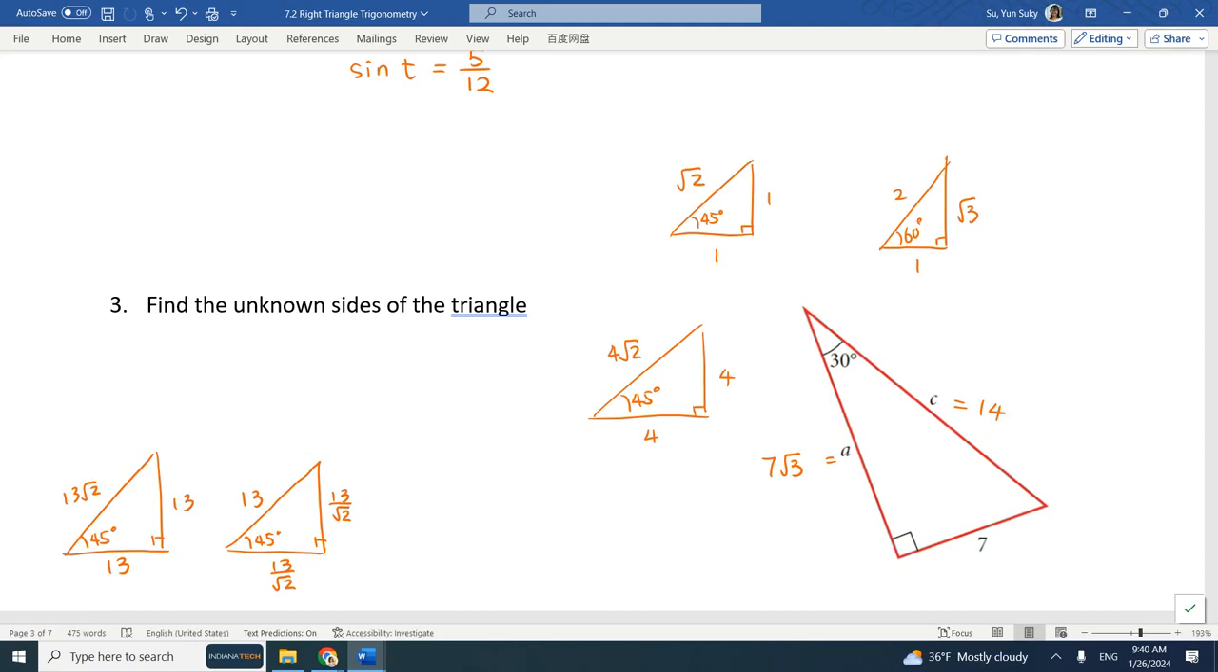Okay, how about one more? I give you, let's say, this is 10. If this is the 30 degree angle, and I give you that this is 10, what's this one? 5. Yes, the hypotenuse is 2. And then the shortest side is half of the longest side. So if this is 10, then this is 5. And how about the other side?